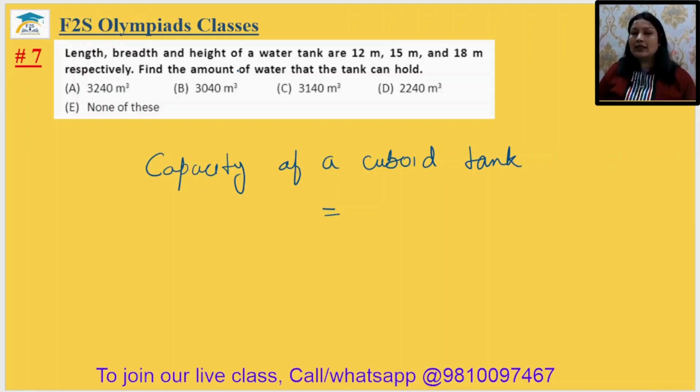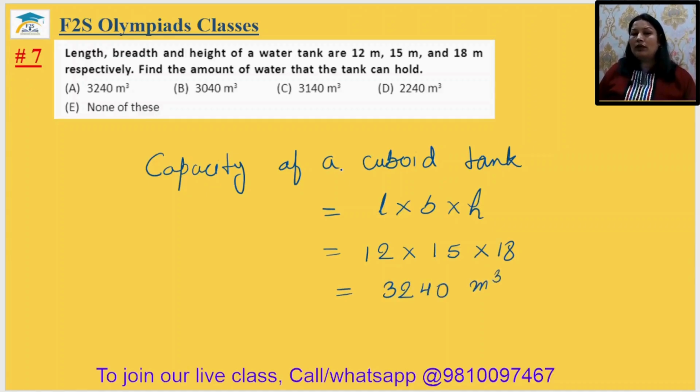Okay, if these three dimensions are given, it means either it is cube or cuboid. If it is different, then it will be cuboid. Okay, so capacity of the tank is length multiplied by breadth multiplied by height. That is your 12 multiplied by 15 multiplied by 18 equals 3240 meter cube. It is in the option number A. So seventh answer will be option A.